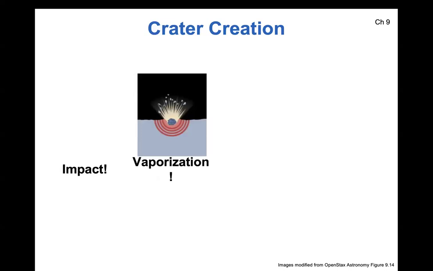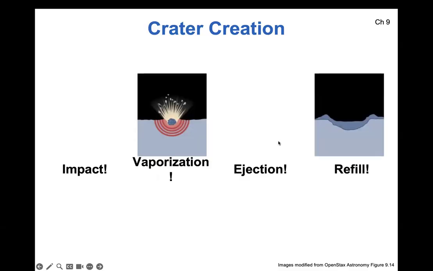So crater creation occurs when the asteroid comes from space, gets pulled into the gravity of the world, comes down to the surface, and hits the surface. It then gets vaporized. Okay? There is ejection, which I think is actually missing from the picture. Basically, the rock gets thrown up in all directions.